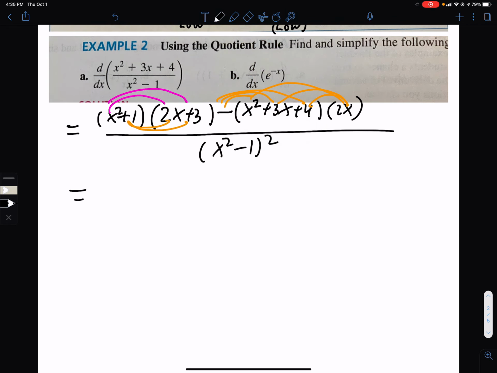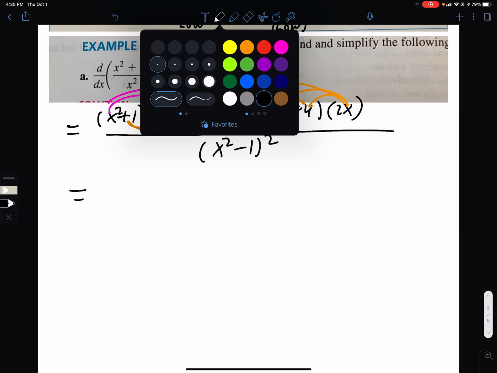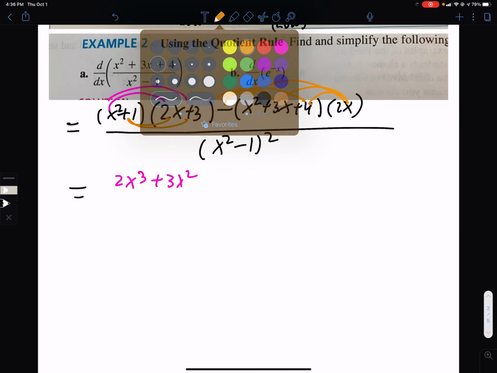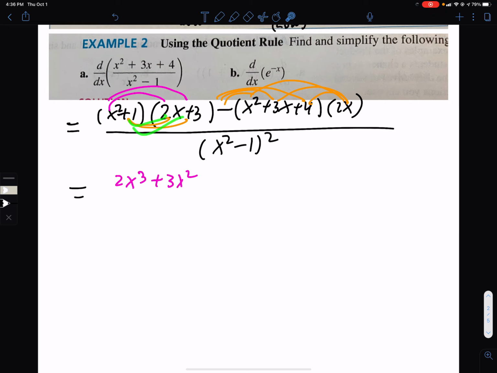So we will get the purple 2x cubed plus 3x squared. And then I'm going to have the gold, these golds. So that's going to get me plus 2x plus 3 minus, and be careful, you're subtracting everything that comes after this. I won't distribute that minus. I'll just leave it right there.